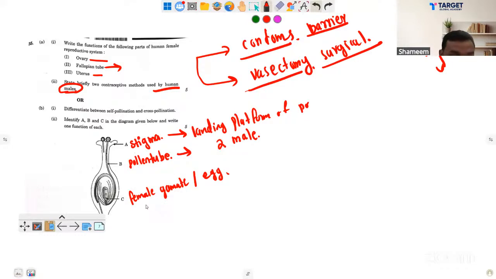What about the female gamete or egg? In the female gamete or egg, fertilization takes place and zygote formation takes place. The male gamete fuses with this female gamete to form the fertilization. The fertilization actually takes place here, in the egg or female gamete. That's about the questions.